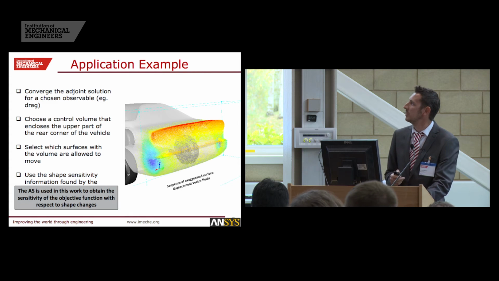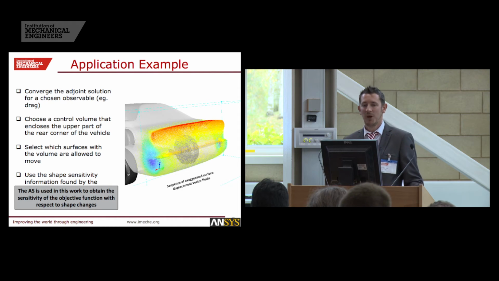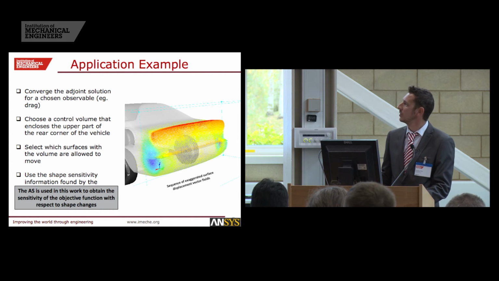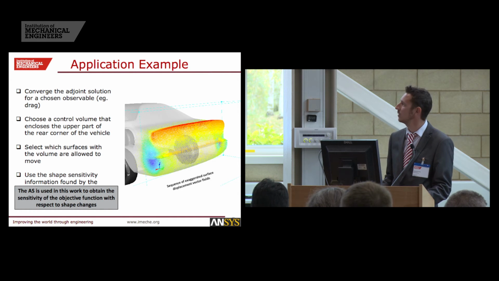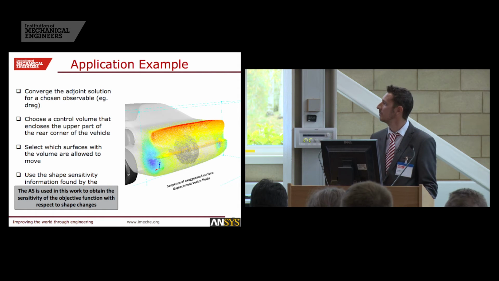So if we use this particular solver and run through an example case of how it's applied, we converge the adjoint solution for a chosen observable, for example drag. Bear in mind that the CFD solution has been calculated prior to this adjoint solution, and the data from that CFD solution is an input into the adjoint solution. So we converge the adjoint solution for that chosen observable, and choose a control volume that encloses in this case the upper part of the rear vehicle. We can see this blue box around the rear of the vehicle in an attempt to reduce drag on the vehicle. We select which surfaces within the volume are allowed to move, so there's some control over constraints, what can move, what can't move within the control volume.